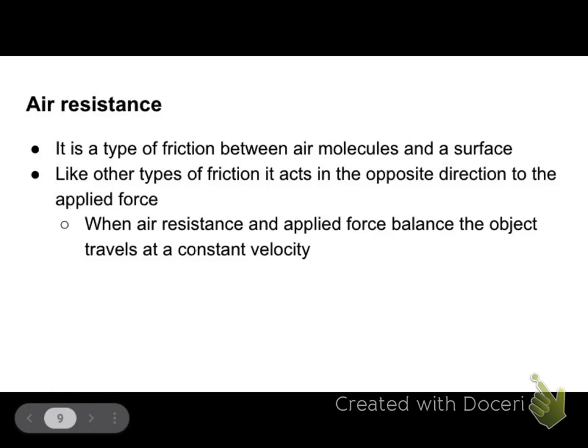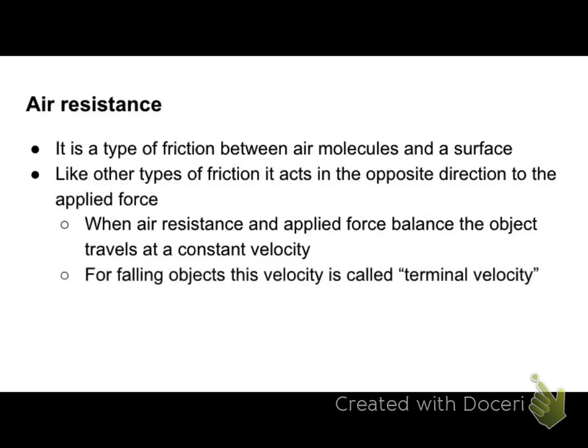When air resistance and the applied force are balanced, then your object will travel at a constant speed, or constant velocity, I should say. So if the force of air resistance is balanced, then that object can travel at a constant speed. So if you have set your cruise control and you are truly traveling at a consistent velocity, then the applied force that your car is putting out is enough to balance both the force of kinetic friction from the road acting in the opposite direction and the force of air resistance acting in the opposite direction.